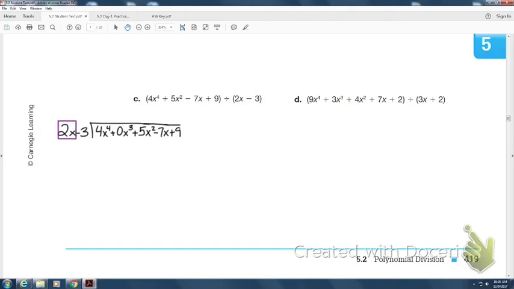Okay. And then, Callie, I'm going to divide what by 2x first? 4x to the 4th divided by 2x is going to give me what? 2x cubed.